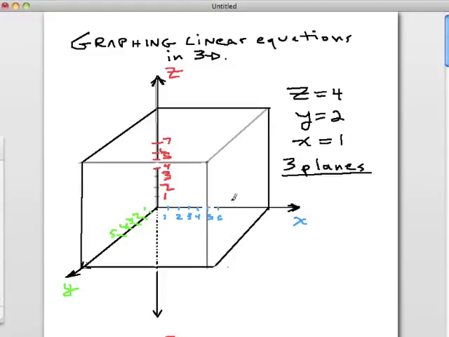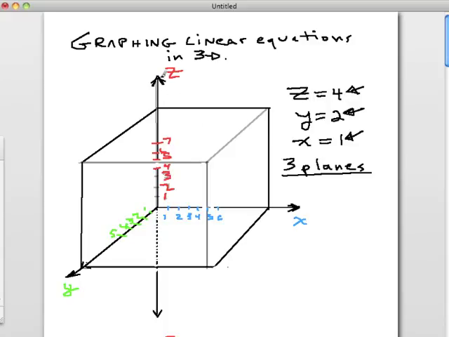So this is graphing linear equations in 3 dimensions, or 3D. So here are 3 equations right here. Z equals 4, there's equation 1. Equation 2 is y is equal to 2. And equation 3 is x is equal to 1. And I am going to say that these are 3 different planes if you look at these in 3 dimensions.